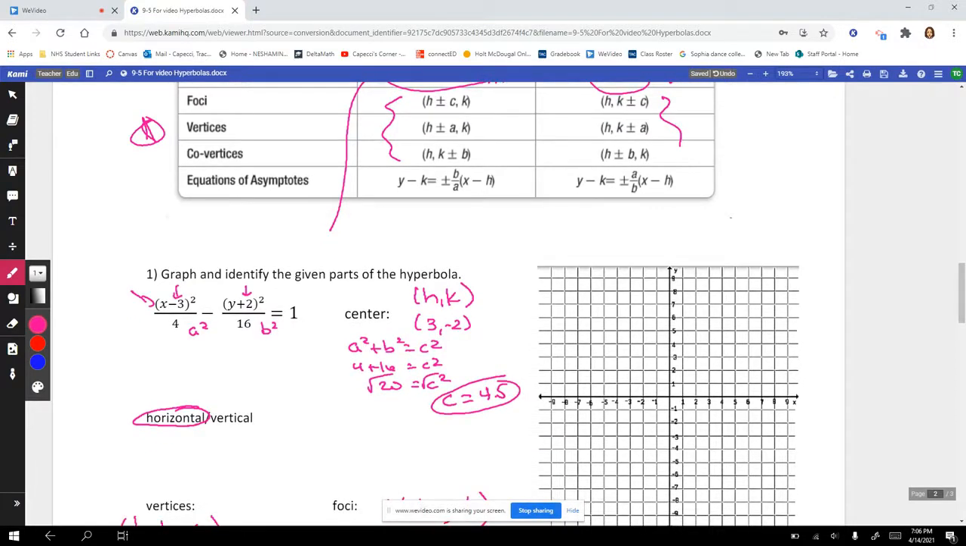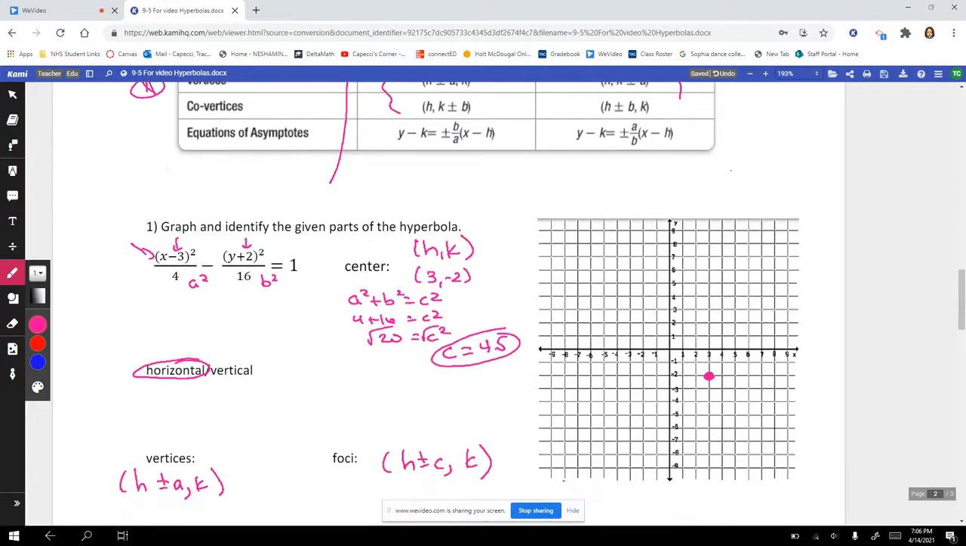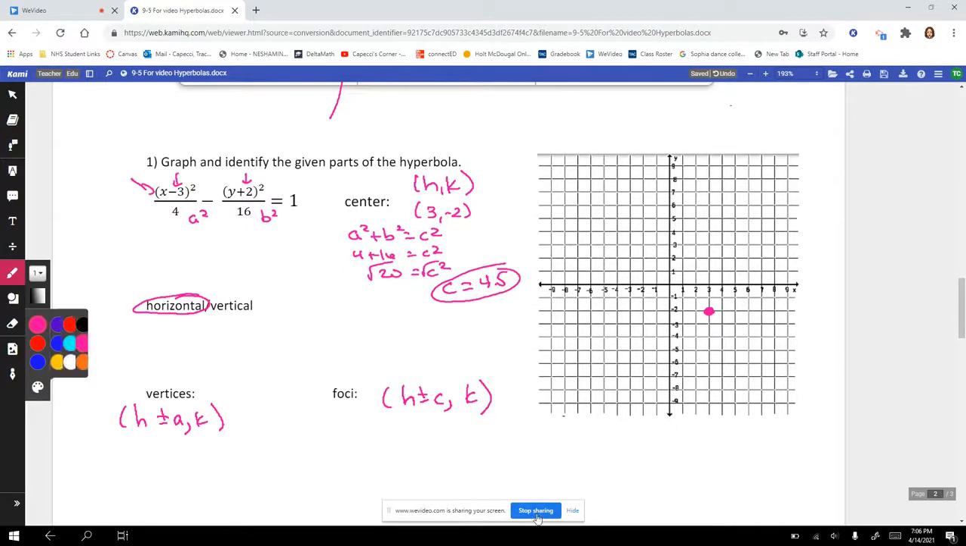So let's first plot our center. We have (3, -2). So we're right here. Okay. Now let's go right down to our vertices and take a look at that. Okay, so my h value is 3, plus or minus my a value. a squared is 4, right? So a is going to be 2. So I have 3 plus or minus 2. My k value is -2. Okay, so that gives me (5, -2) as one vertex, and then (1, -2) is my other vertex. So I have (5, -2) and I have (1, -2).